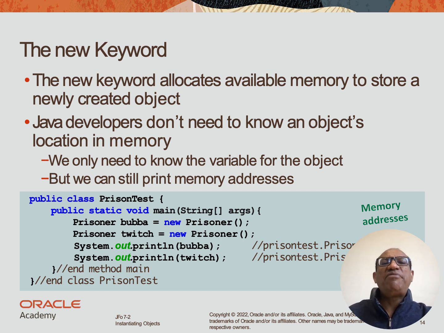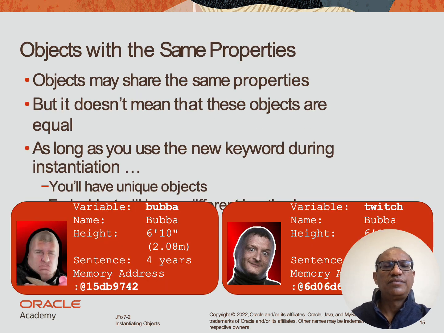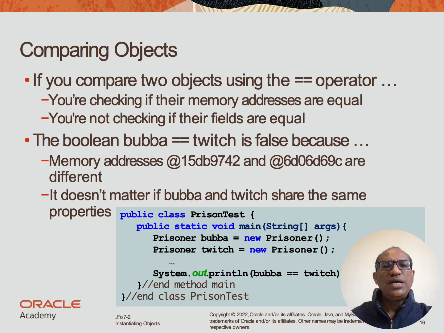New tells Java, find me a free space in memory and create a new object there. You don't need to know the exact memory address. Java handles that for you. But if you print the object directly, like System.out.println(baba), Java shows you something like Prisoner at some hexadecimal number. That is the hash code of the object. Same class, different object, different address. So even if two objects have the same properties, as long as they were created using new, they are different. Different memory, different identity.